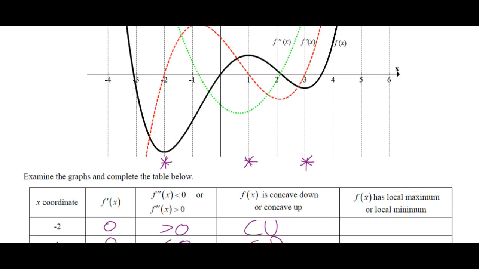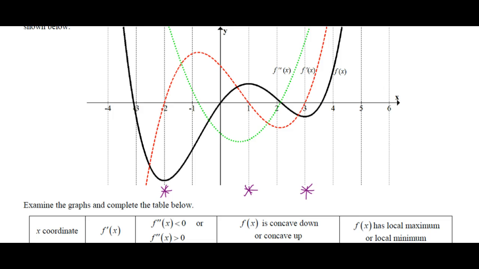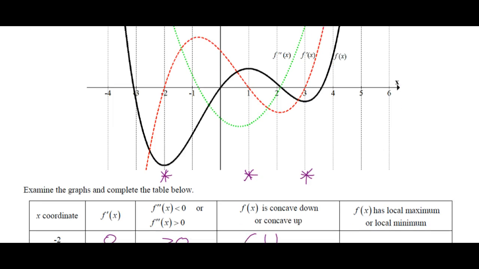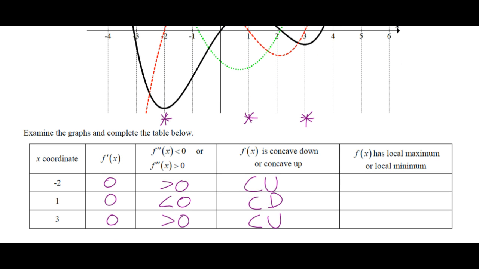Now, let's take a look at f of x. Does it have a local max or a local min at -2? So this obviously is a local min. So think about it. If you're concave up, then you've got to have a local minimum, right? So we can use the second derivative.